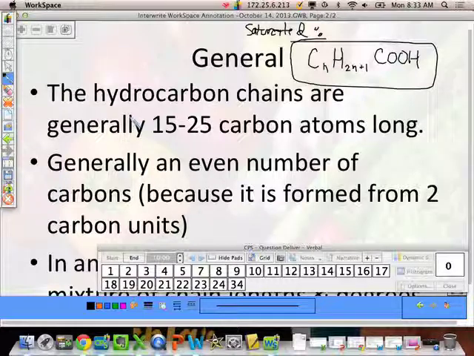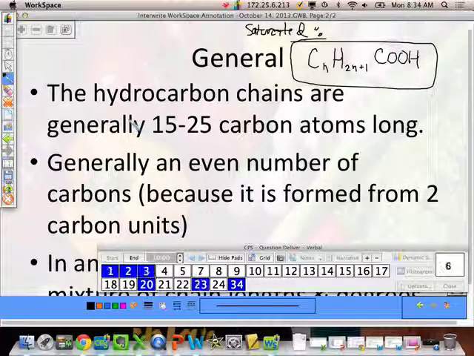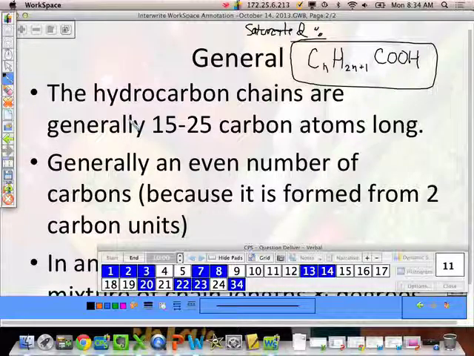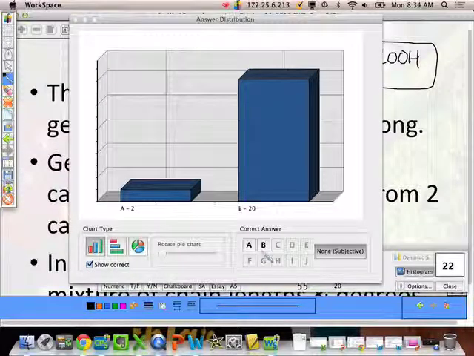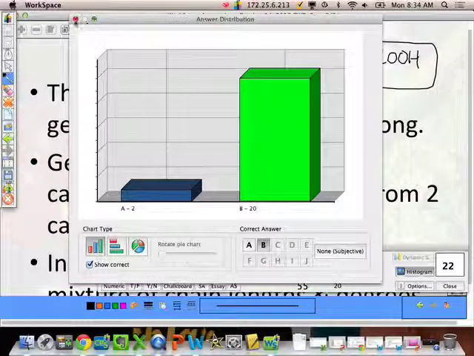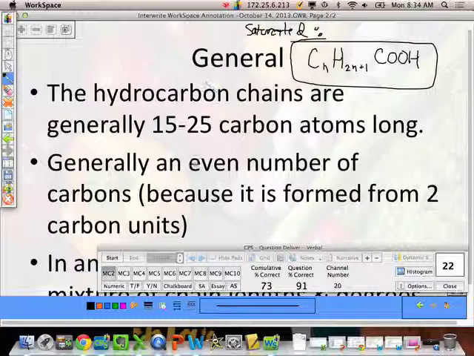True or false? A, true, B, false. Saturated fatty acids are mostly fish or plant-based. Is that true, A, or false, B? Most of you are saying false. I agree completely. That is because saturated means that there's no double bonds, which means we are going to be mostly animal-based. Good job.